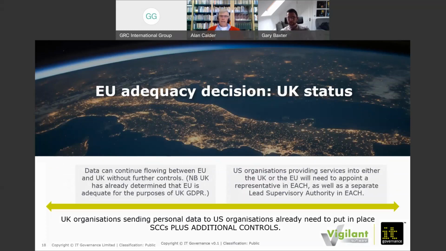The status for the UK today is that data can continue flowing between the EU and the UK without further controls, but US organizations providing services into the UK or the EU will need to appoint a representative in both jurisdictions, as well as a separate lead supervisory authority in each jurisdiction. And any organization in the UK or in the EU transferring data to the US will need standard contract clauses plus additional controls, in other words, an individual risk assessment, in order to ensure that the data is not going to be capable of being accessed by the US government.